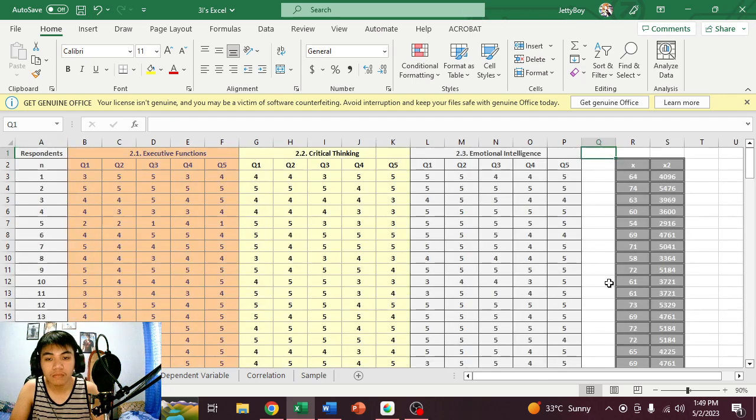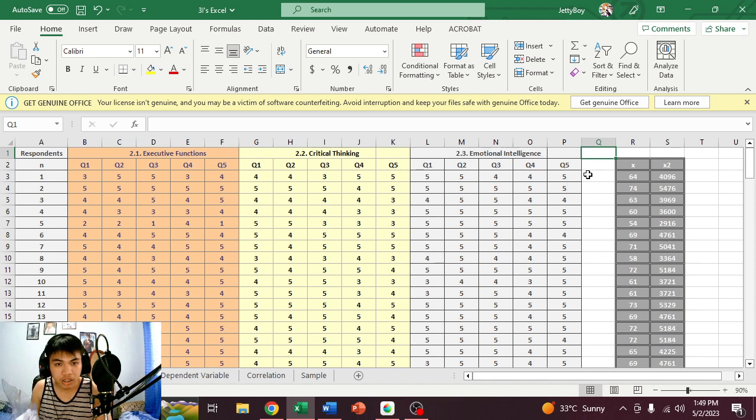So first, to compute your data is, of course, you need to have data. You need to finish your data gathering before you can administer treatment to your data. Kailangan mo munang matapos mag-administer ng survey questionnaire bago ka makapag-tally ng data mo.